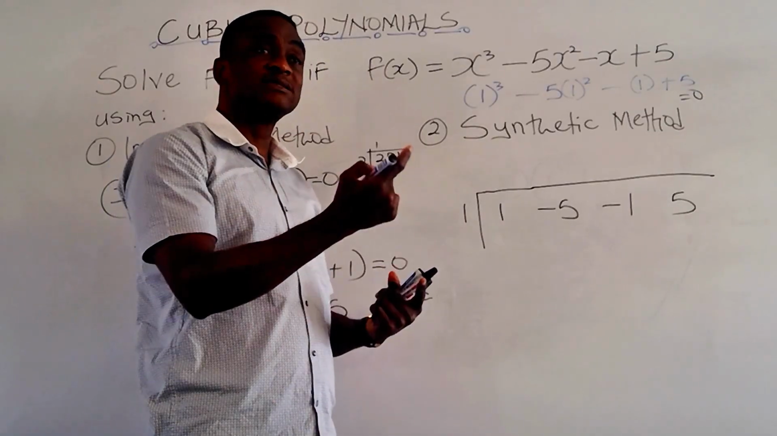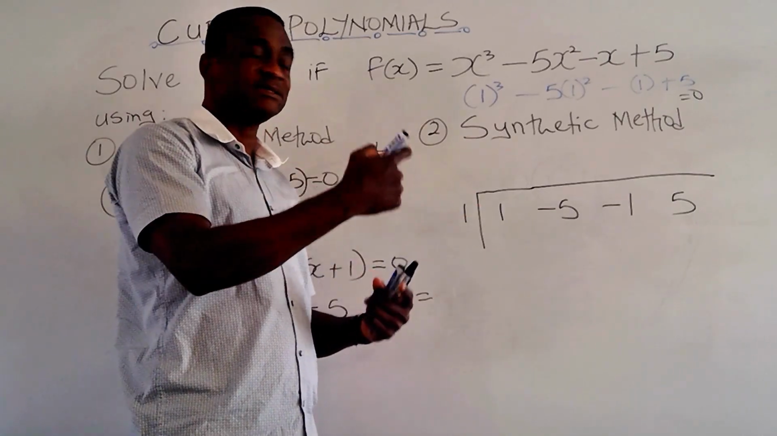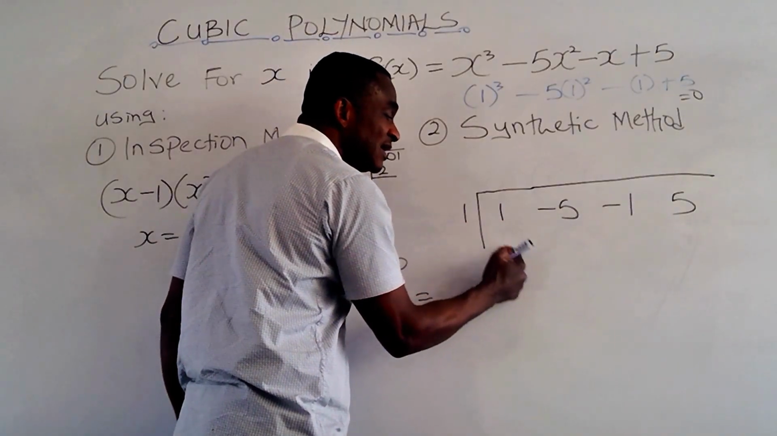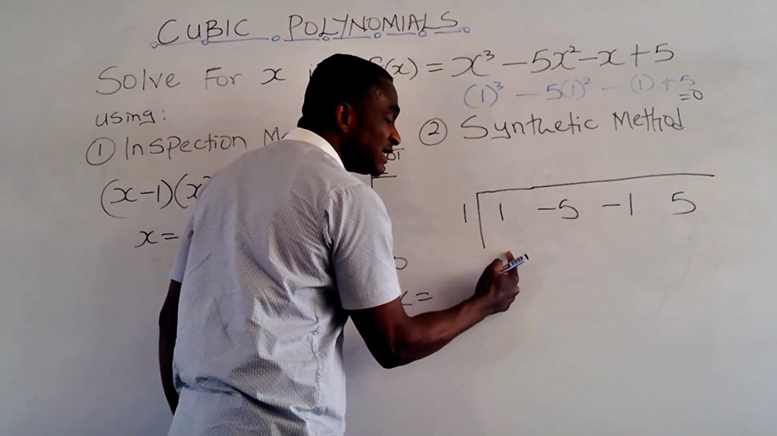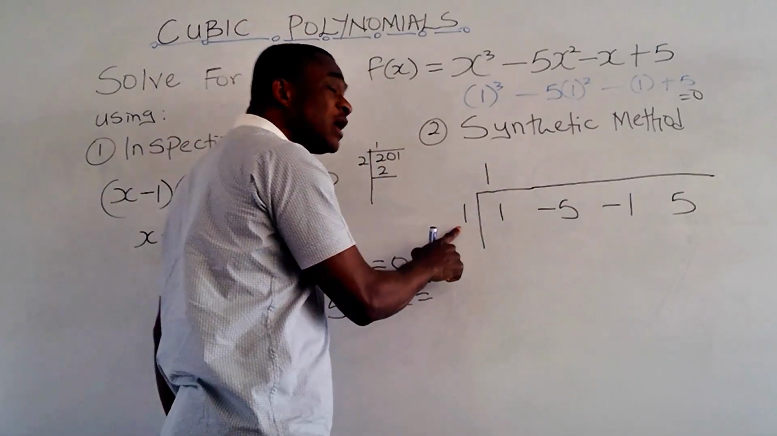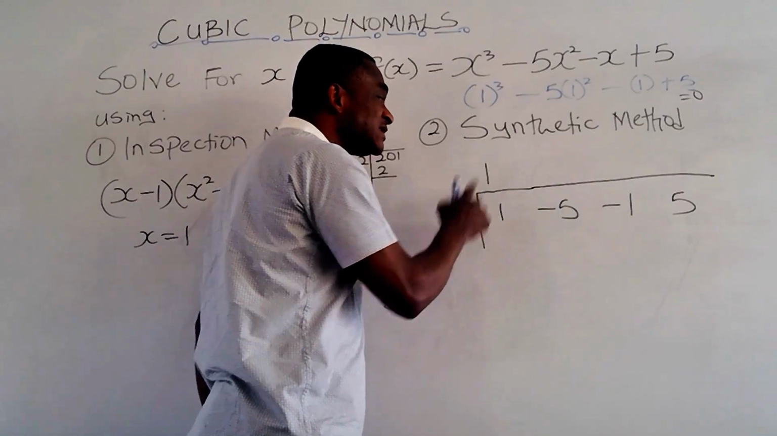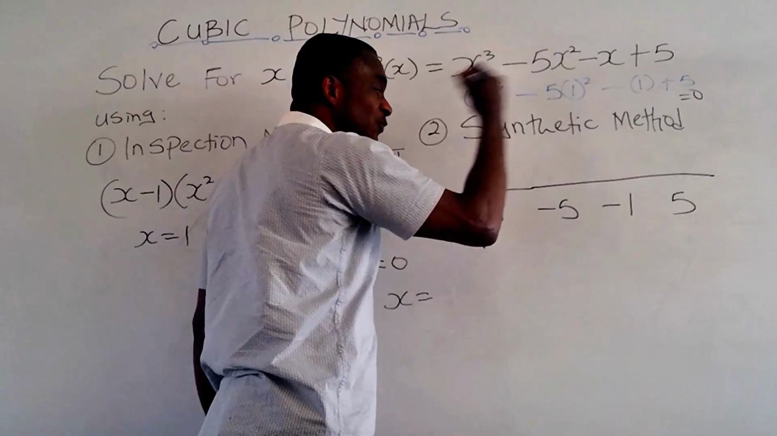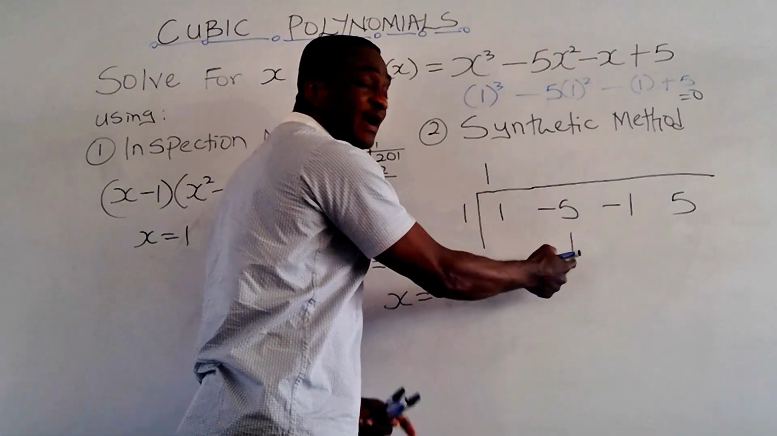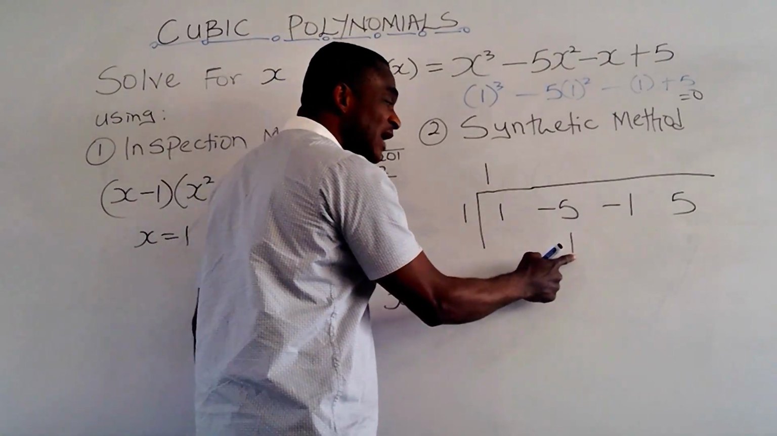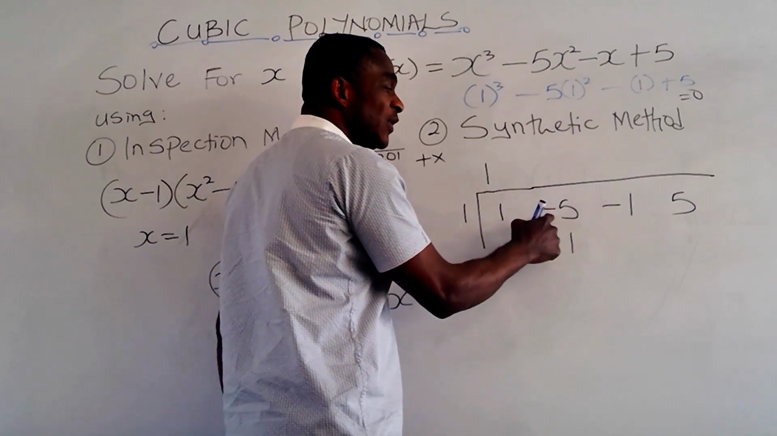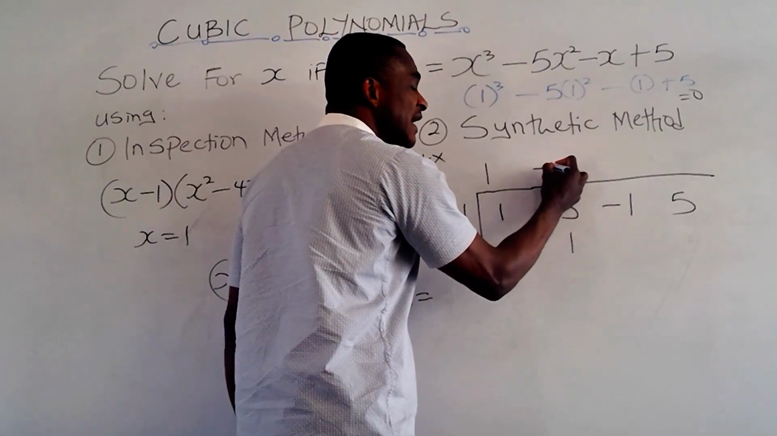Now, we add, multiply, add. Let's see. We start from this. We start adding upwards. There's nothing here. If there's nothing here, we start from here. We say 0 plus 1 is 1. And then we multiply with the divisor. 1 times 1 is 1. We write it on the other side. So you see, add, multiply. And then we go through the next one, we add again. 1 plus -5 will give us -4.